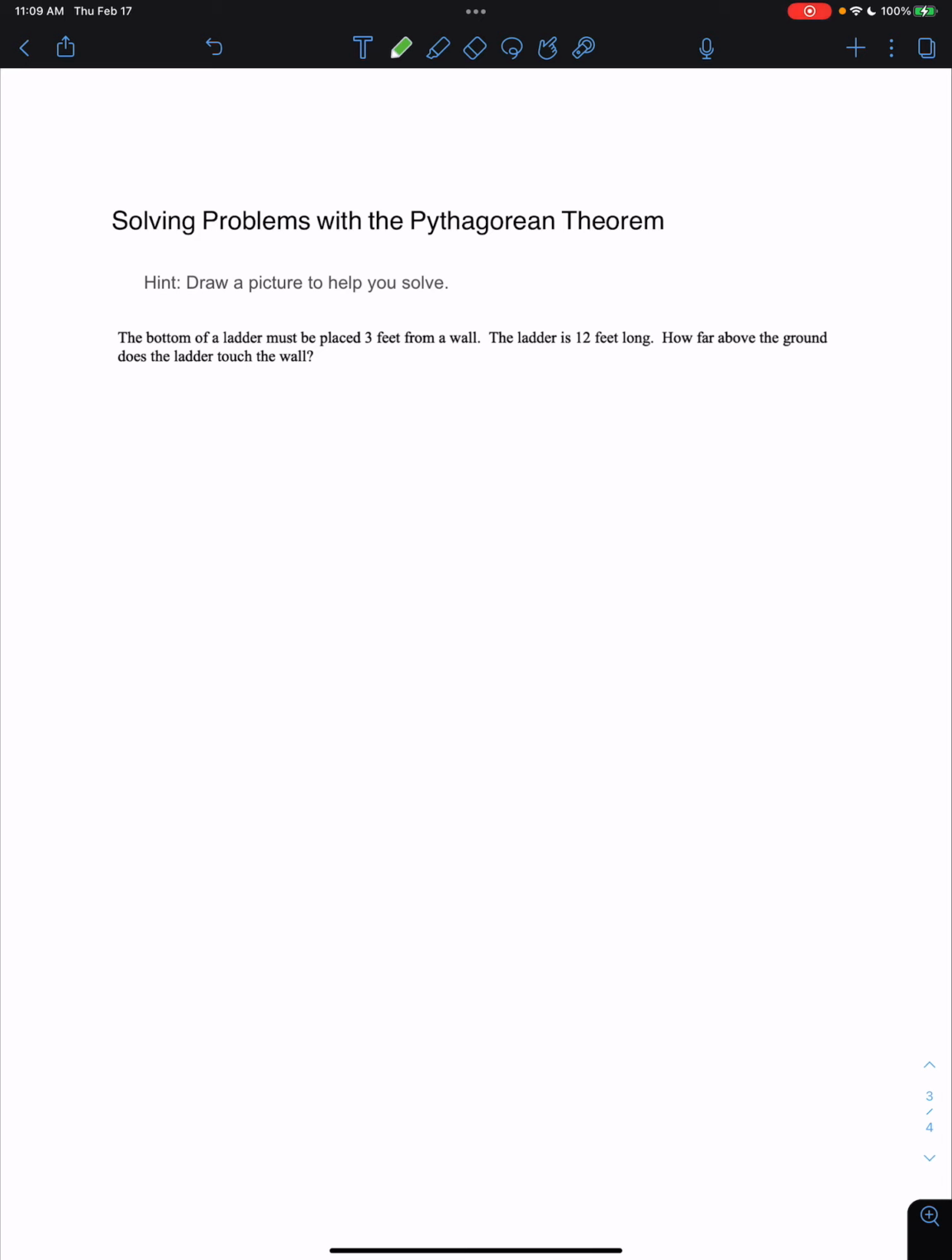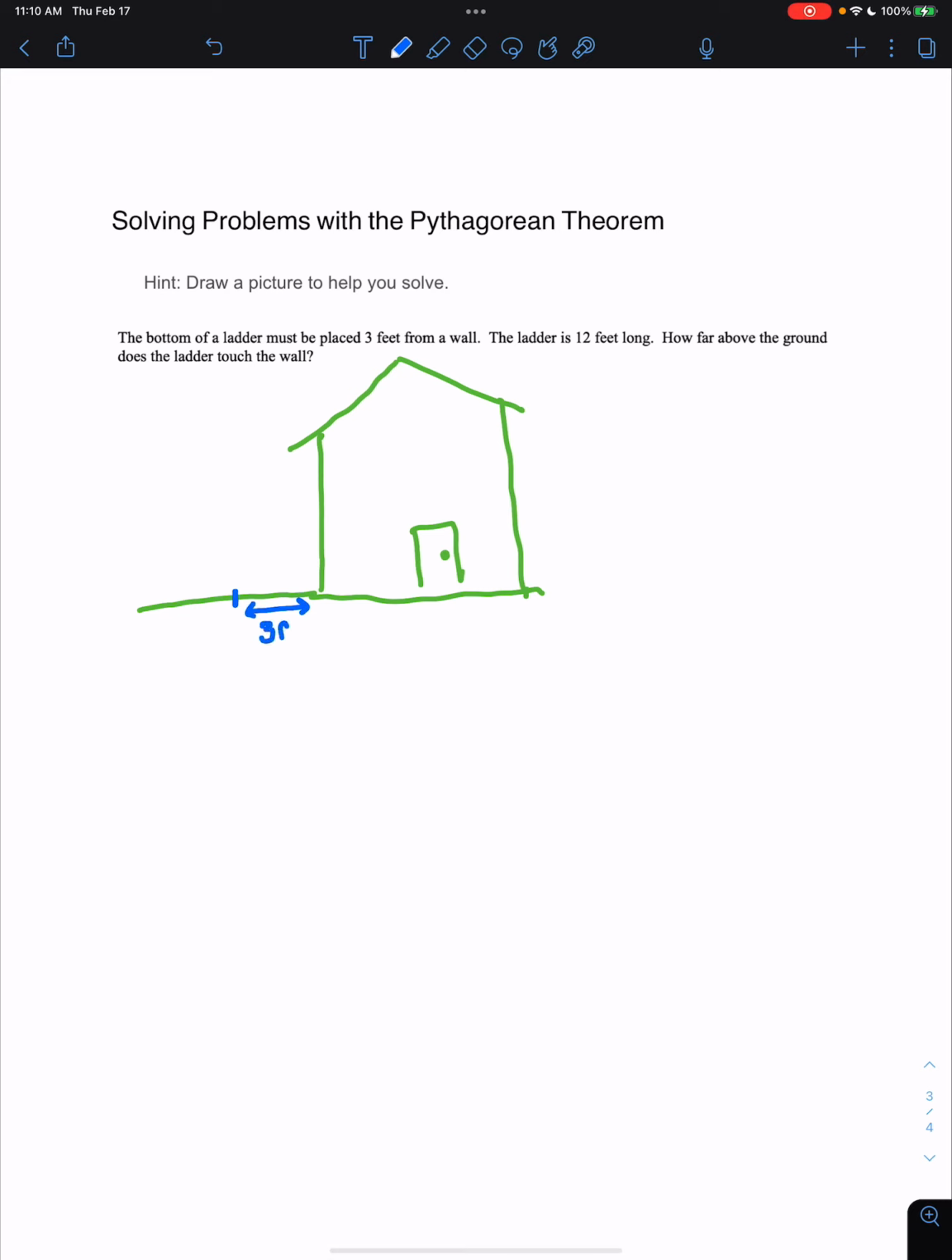So I've got a ladder and it's placed 3 feet from a wall. So here is my wall. I'm gonna make it the wall of a house. Here's my house. Great. Here I can put a little front door on my house. That's awesome. So 3 feet from my house is where the ladder is going to start. Okay, so this distance here is going to be 3 feet.